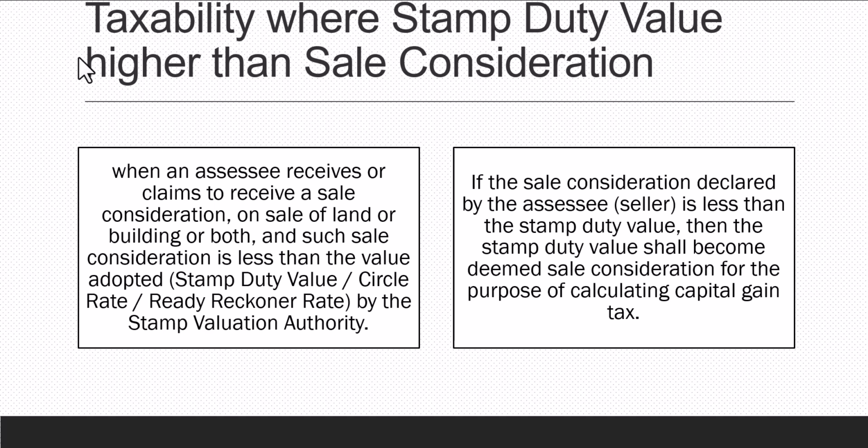Now suppose you have purchased something, or you have sold some asset to someone, and you find that the stamp duty value is higher, because the circle rate is higher and the sale value is lower.